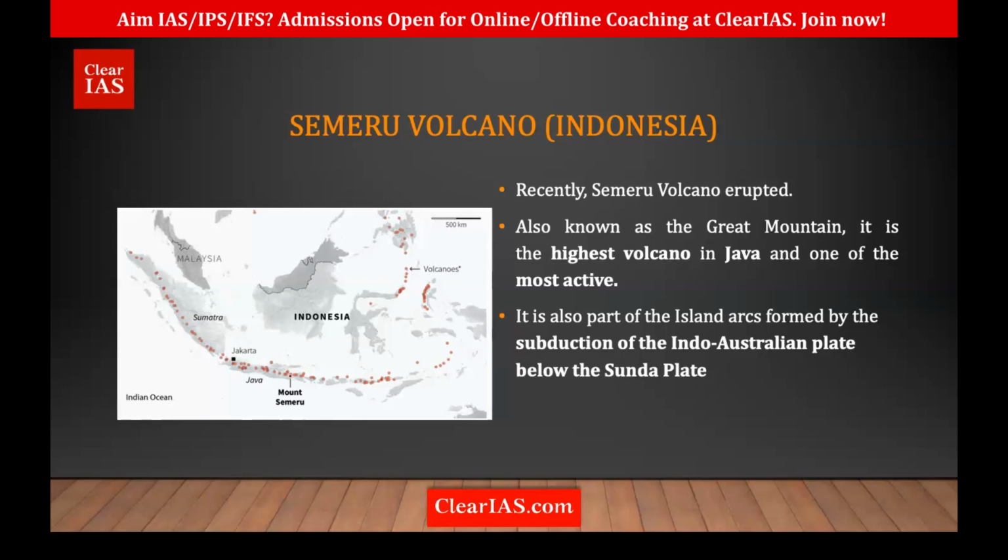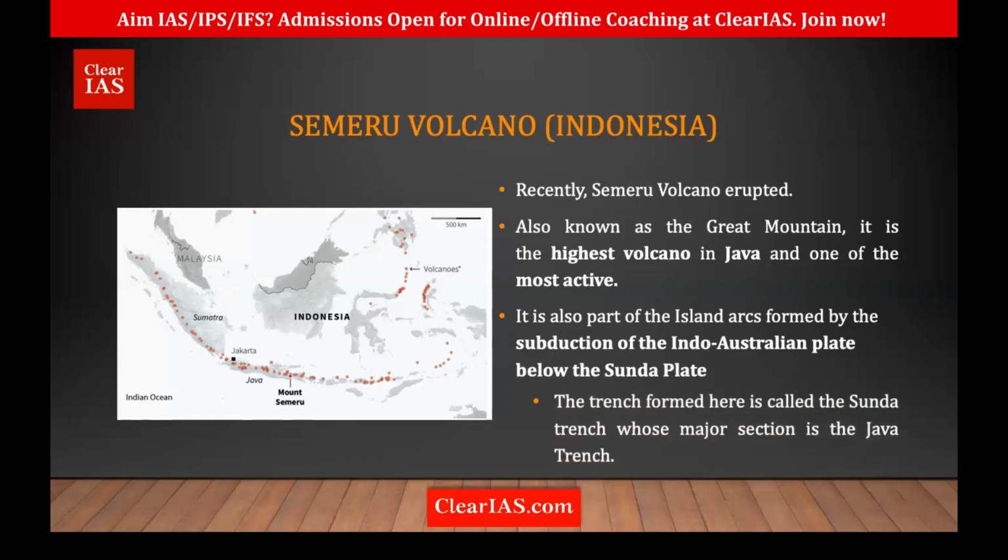So it is also known as the Great Mountain, and it's located in the Java Islands of Indonesia. Semeru volcano. It is in Indonesia. Even if you do not have a prelims question, you can always use this Semeru volcano as a recent example of volcanic eruption when you write mains answers, GS1 mains answers. And remember, there is an Indo-Australian plate and Sunda plate. This has gone below, and that is why there is volcanic eruption.